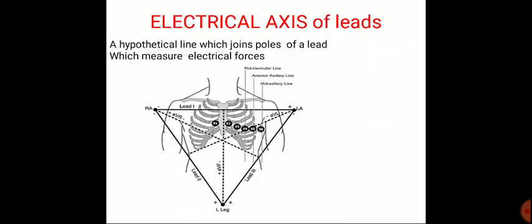Now we are going to discuss the electrical axis of the leads. These are hypothetical lines which join the poles of a lead and measure electrical forces, the cardiac vector or cardiac axis. Since the classical limb leads 1, 2, 3 are records of the potential difference between two points, the deflection in each lead at any moment indicates the magnitude and direction of the axis, the direction of the electromagnetic force generated in the heart. This is called the cardiac axis or the vector.